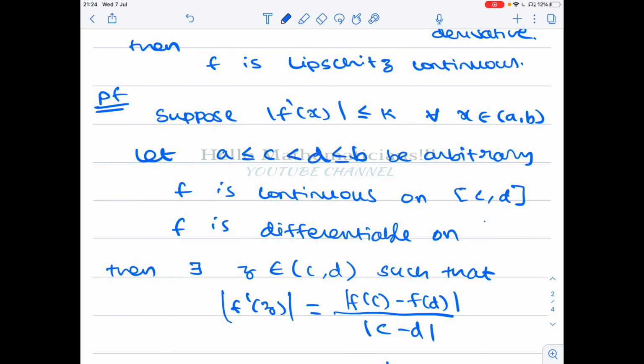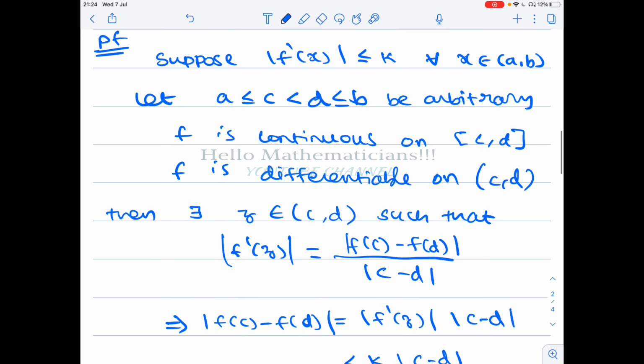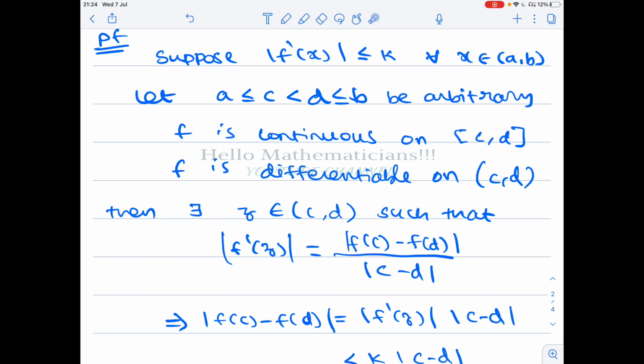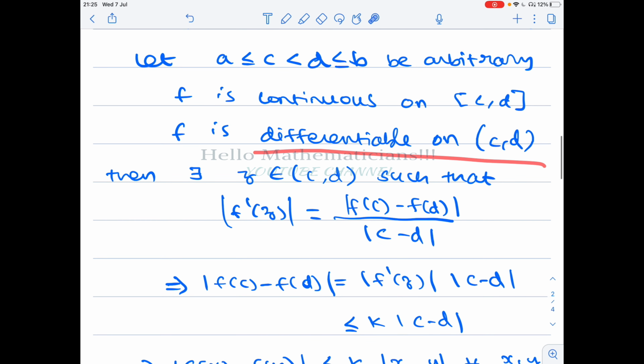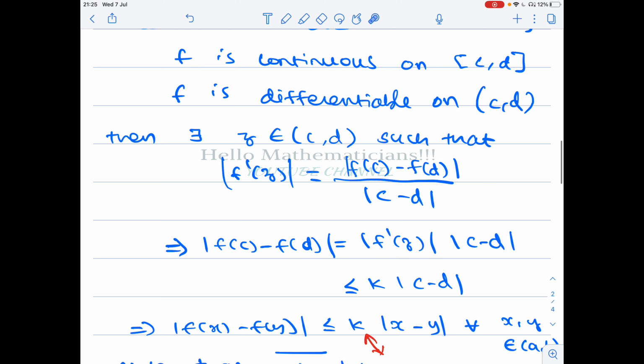Sorry for the typo. Therefore, by the mean value theorem. The mean value theorem states that if you have a function continuous on the closed interval [c, d] and differentiable on the open interval (c, d), then you can find z belonging to the open interval (c, d) such that f prime of z equals (f of c minus f of d) by (c minus d). So we have modulus of f prime of z equal to modulus of (f of c minus f of d) by (c minus d).